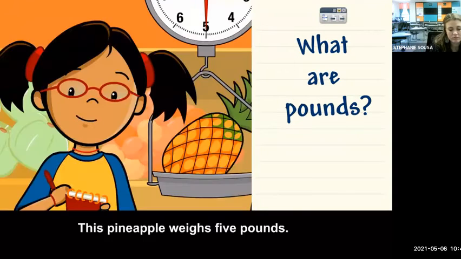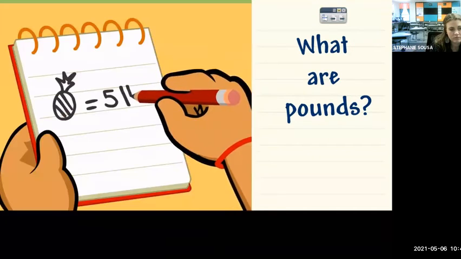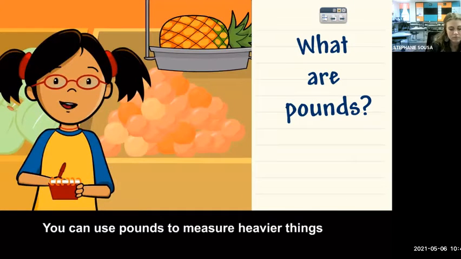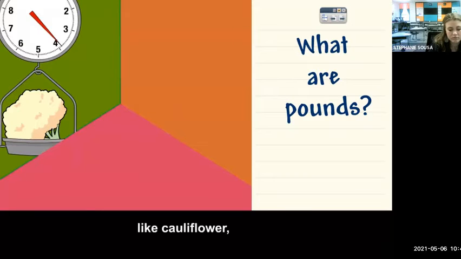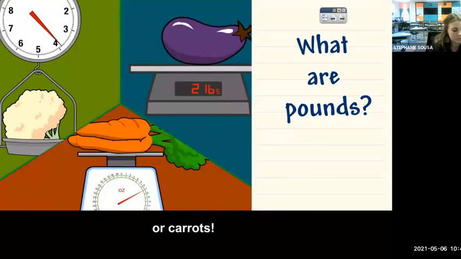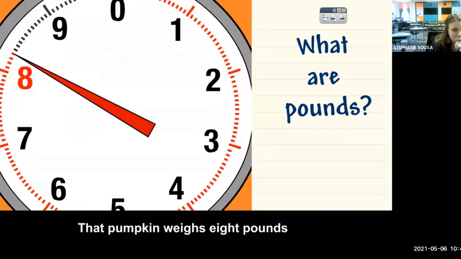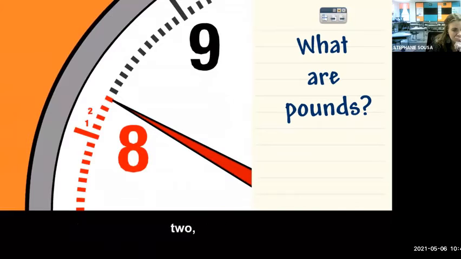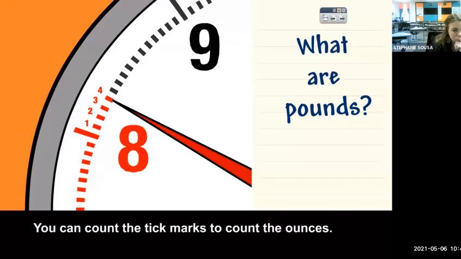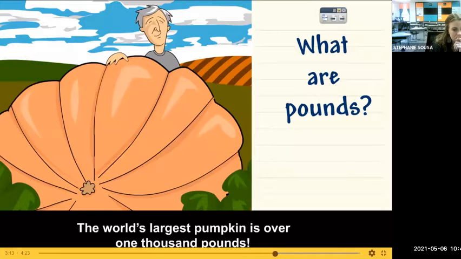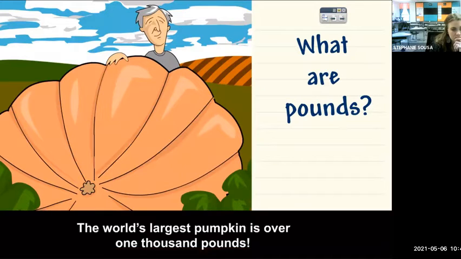Let's see. This pineapple weighs 5 pounds. We use the abbreviation LBS to stand for pounds when it's plural. You can use pounds to measure heavier things, like cauliflower, eggplant, or carrots. That pumpkin weighs 8 pounds and 4 ounces. You can count the tick marks to count the ounces. The world's largest pumpkin is over 1,000 pounds.